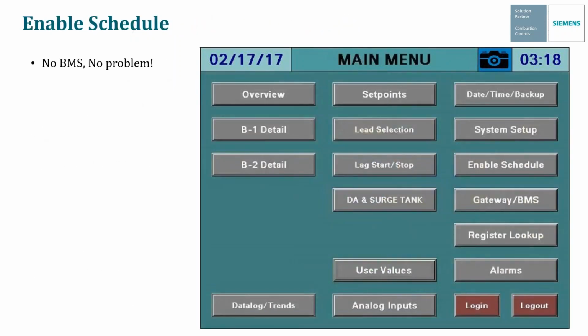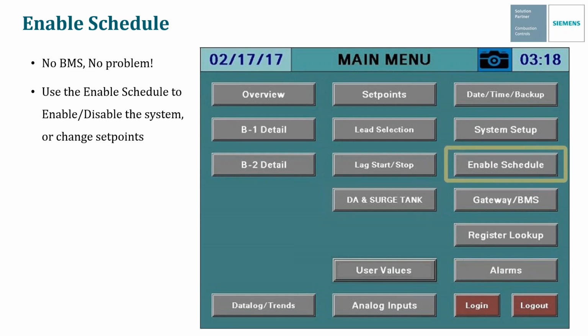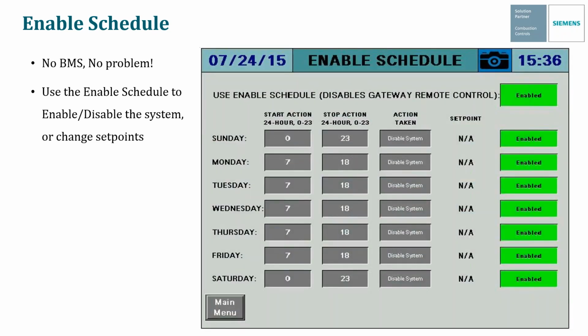All right, so back to our main menu. Maybe you don't have a BMS, and really that's no problem if you're trying to do any kind of scheduling, because we have a full enable schedule built into the master panel. So when you click on the enable schedule, you get this wonderful screen where it allows you to set up actions based on the time of day and the day of the week. So once you enable the system, you can set it up based on a 24-hour clock to disable the system or enable the system or change set points. It's pretty self-explanatory once you get in there and just start working with it a little bit, but we're not going to go into too much detail right now.